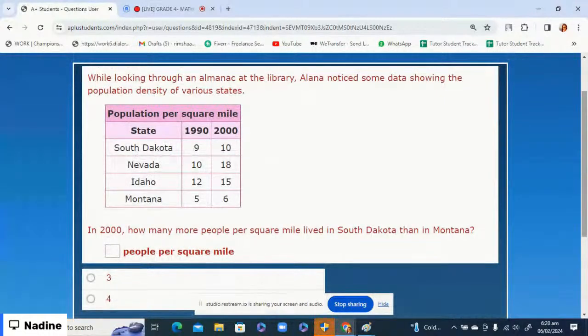While looking through the almanac at the library, Alana noticed some data showing the population density of various states. The population per square mile is given for the states, for 1990 and 2000. In 2000, how many more people per square mile lived in South Dakota than in Montana? We are only involved with South Dakota and Montana, and only in 2000. In South Dakota there is 10 and in Montana there is 6. So first you find the difference, and when we find the difference, good, it's 4 more.